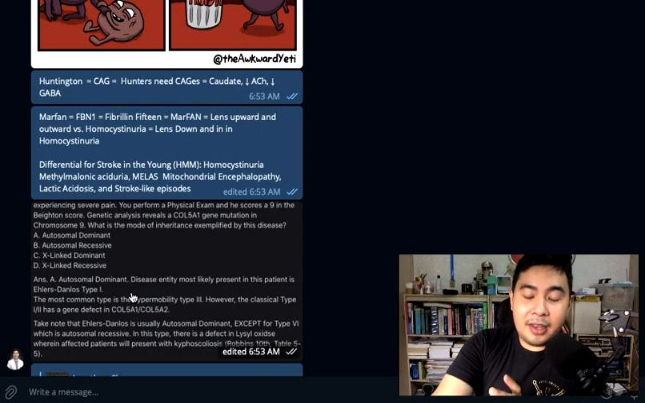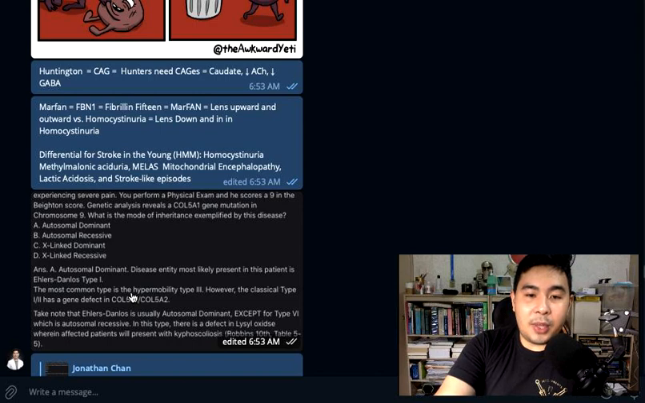In this type, there is a deficiency in lysyl oxidase, wherein affected patients will present with kyphoscoliosis. This is from a table that you can see in Robbins' 10th edition, table 5.5. Lysyl oxidase, we're also going to be talking about this when we talk about Menkes disease with kinky hair.